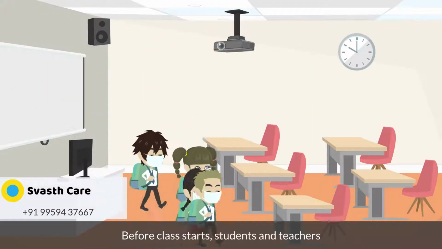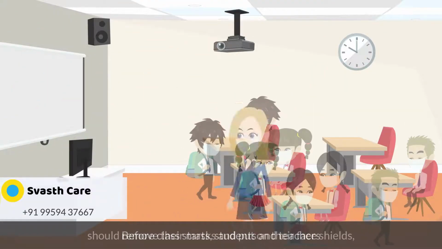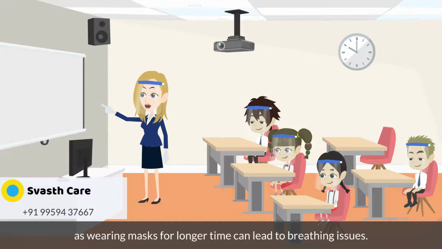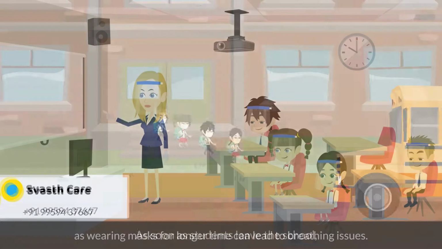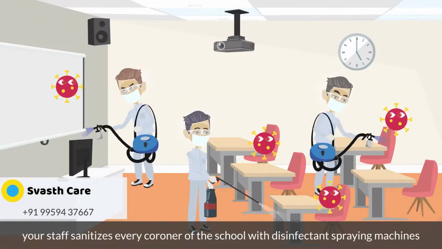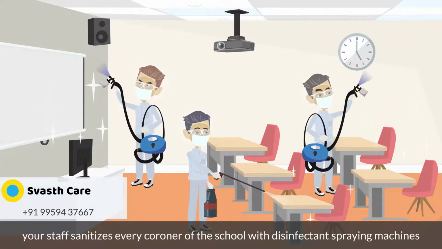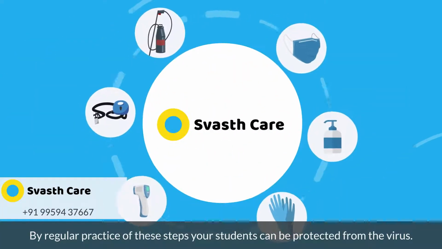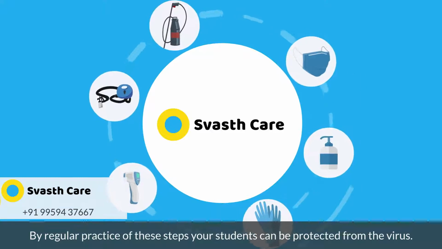Step 5. Before class starts, students and teachers should remove their masks and put on their face shields, as wearing masks for a longer time can lead to breathing issues. Step 6. As soon as the students leave the school, the staff sanitizes every corner of the school with disinfectant spraying machines. By regular practice of these steps, your students can be protected from the virus.